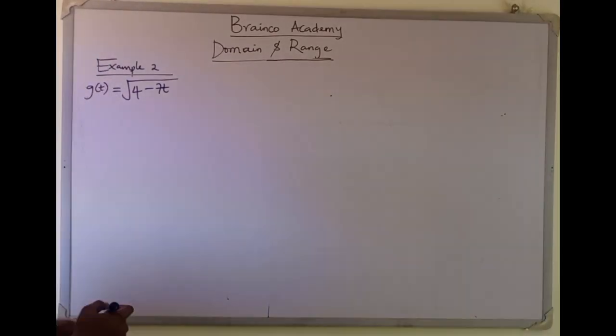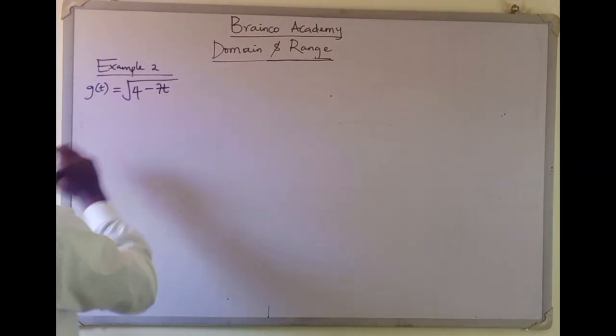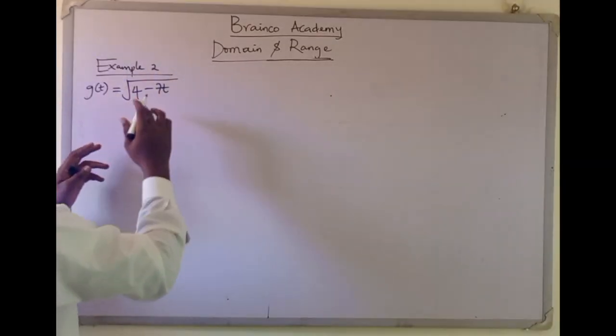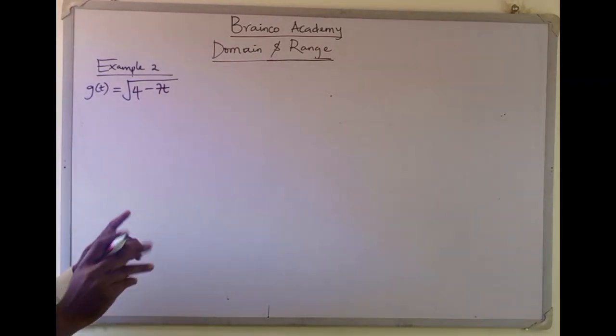Let us see this question. Very simple. This is just like we saw in our example one. All you need to do is say that this square root should be greater than or equal to zero. And we explained in our example one why it is so.